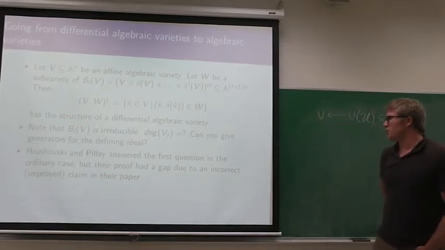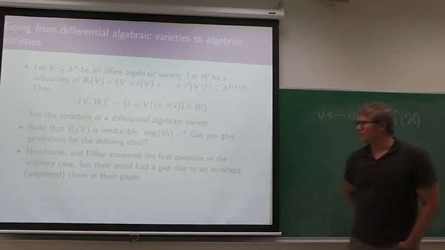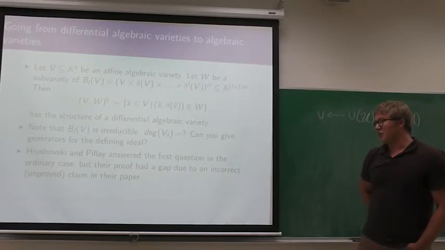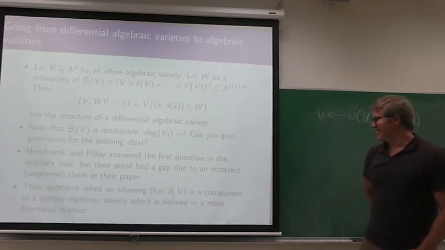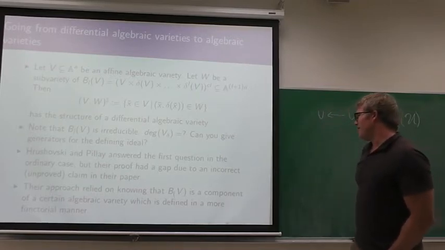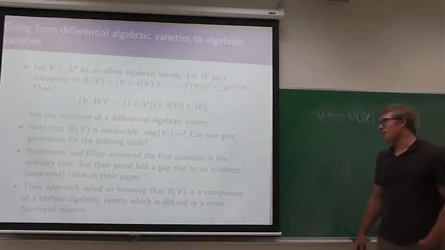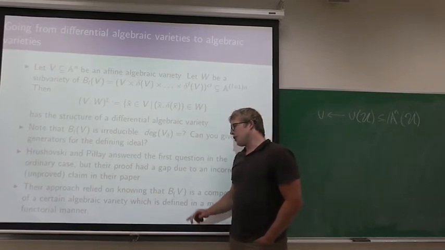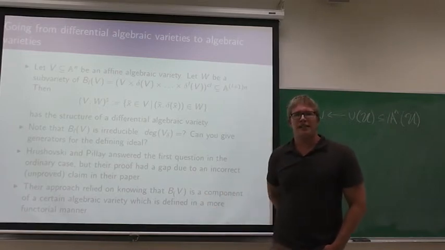Neither did the people who considered this question first. Rezhofsky and Pillay answered this question in the ordinary case, but unfortunately their proof is wrong because there's a claim which is actually incorrect, but they didn't prove that claim. It's usually how it goes. Their approach basically relies on knowing that this BL of V is a component of some other algebraic variety whose degree we do understand. And I'm going to explain why that's actually true.